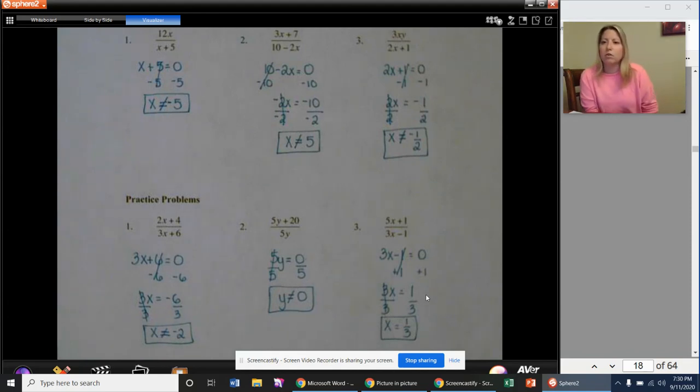So, there we go. All right, guys, that's it. That's how we make undefined fractions.